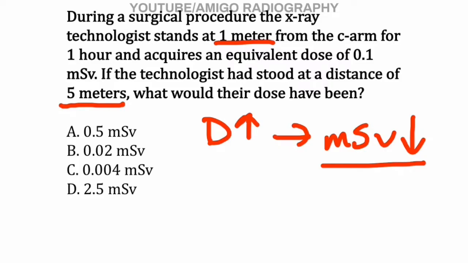There's a few answers that we can immediately eliminate. A could not be correct, and D could not be correct because both of those are larger than the initial exposure.